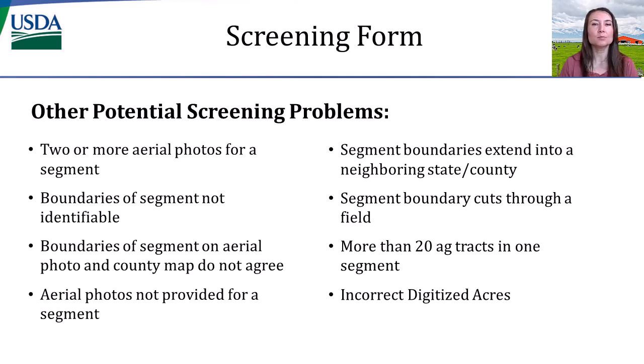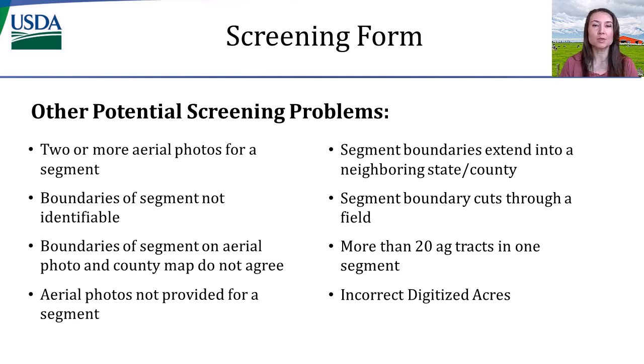For example, you may run into some large segments that have 2 or more aerial photos going with them. In some cases, you'll see that the boundaries of the segment are not easily identifiable, especially when you get out there and try to figure out where you are. The boundaries of the segment on the aerial photo and the county map may not agree. There may be a segment that you do not have an aerial photo provided for you, in which you should contact the regional field office.